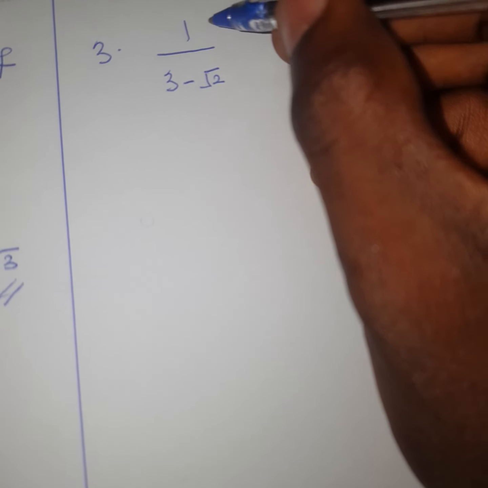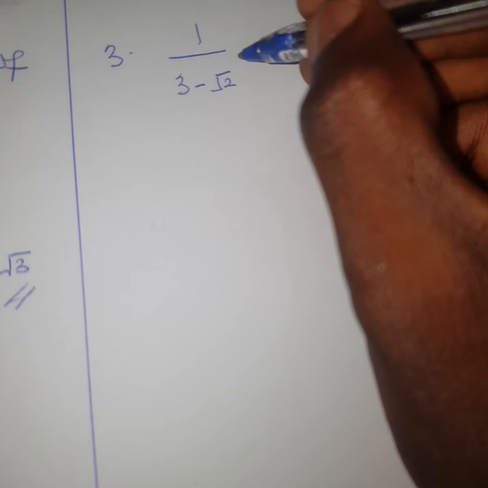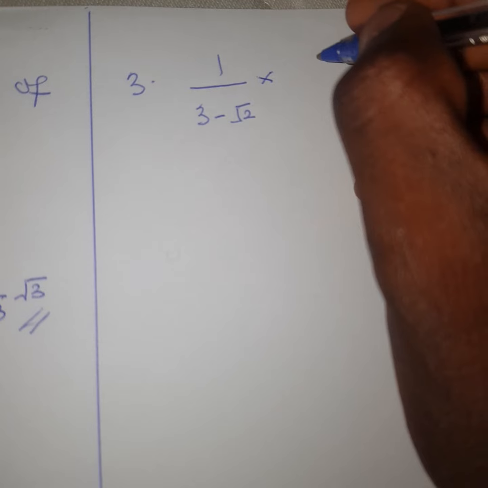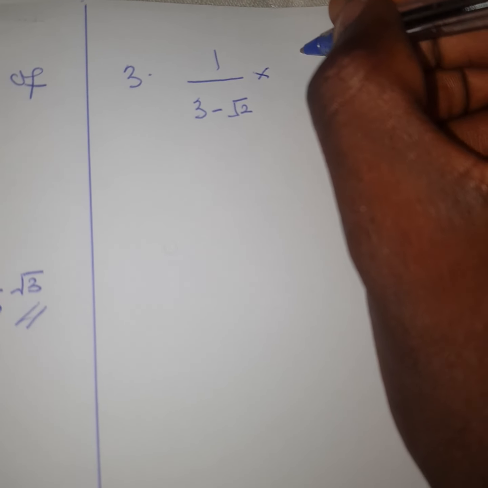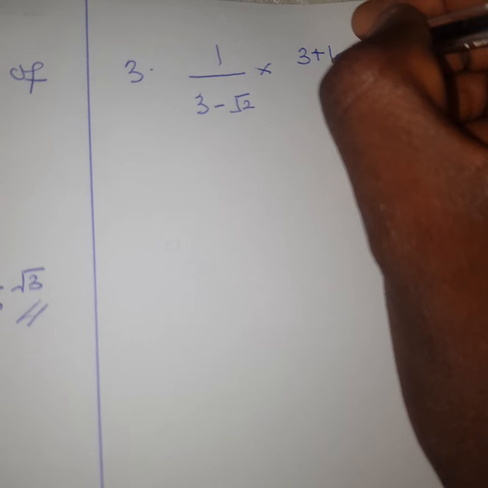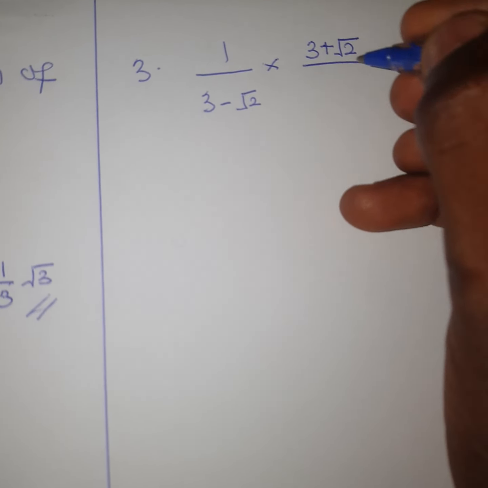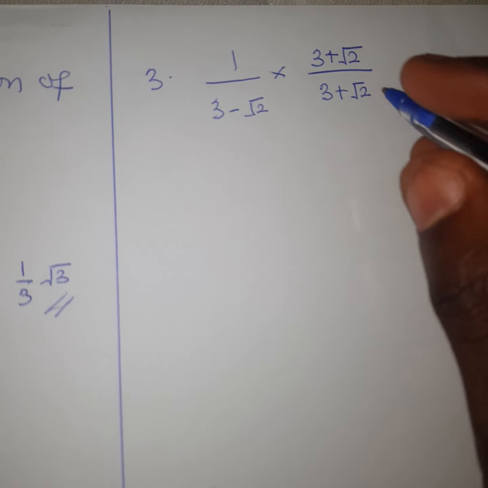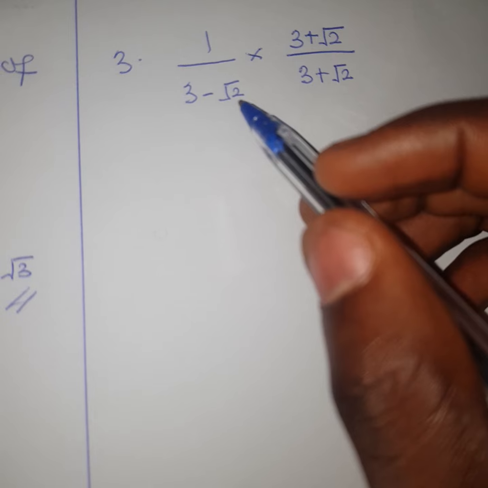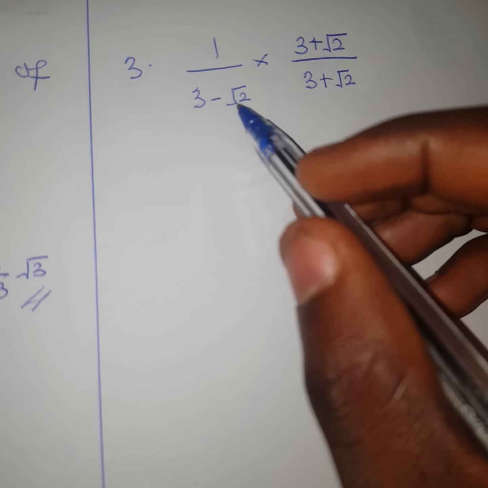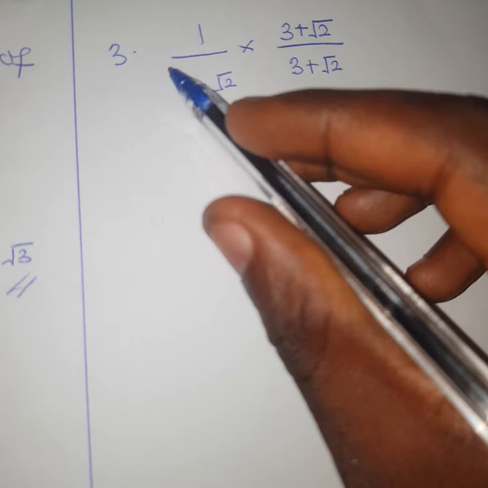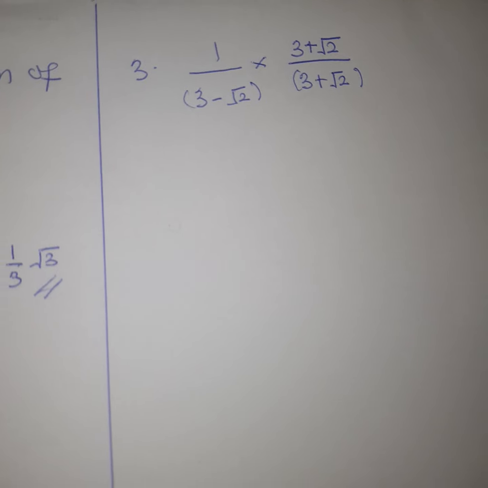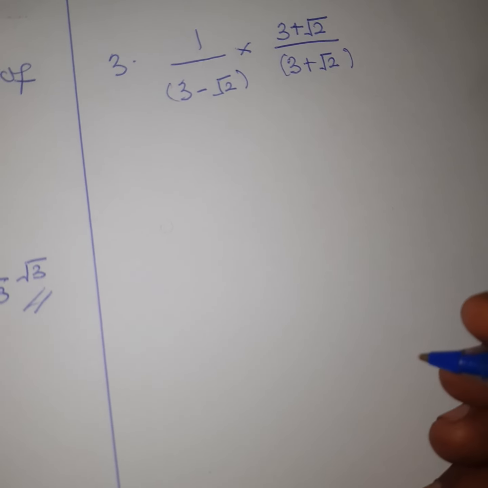So we multiply both the numerator and the denominator by the what? The conjugate. And this will give us 3 plus root 2 all over 3 plus root 2. Now you realize that difference of two squares also works here. The denominator becomes difference of what? Two squares. When you multiply them, the denominator becomes difference of two squares.